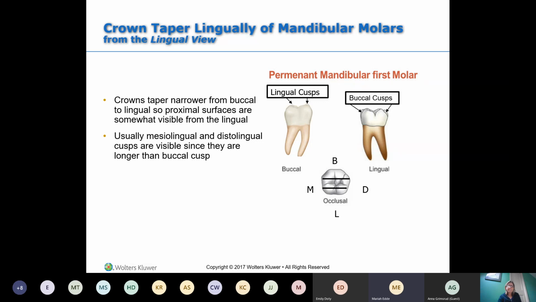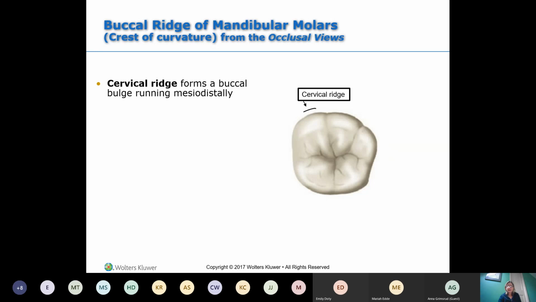Okay. If you do have questions, like I said, when you're going through this, jot it down. The cervical ridge is a bulge that forms on the buccal surface. It runs mesiodistally, and it's the area that sticks out on a tooth. You can see here, I just marked where the cervical ridge would be. This tooth is rounder on the buccal than on the lingual.